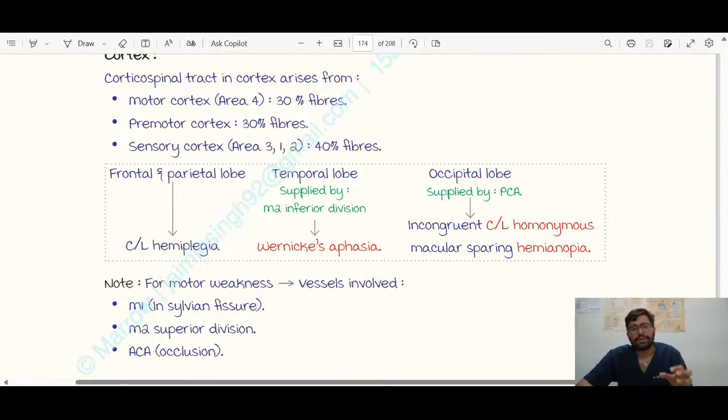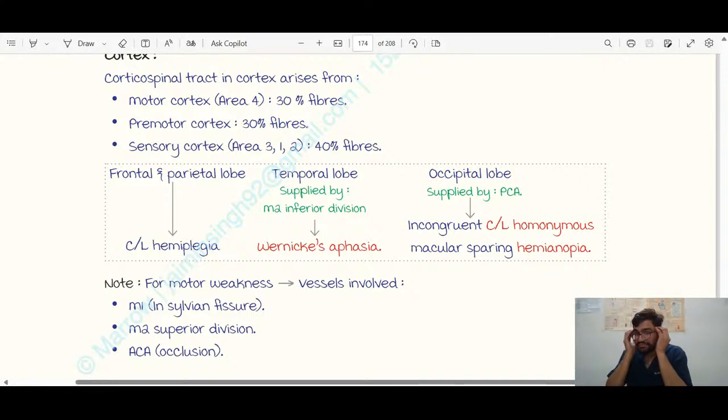The corticospinal tract in the cortex arises from the motor cortex area 4 with 30% of fibers, the premotor cortex with 30% of fibers, and the sensory cortex areas 3, 1, 2 with 40% of fibers. So guys, listen carefully. Contralateral hemiplegia takes place in the frontal and parietal lobes. What type of contralateral hemiplegia will take place?